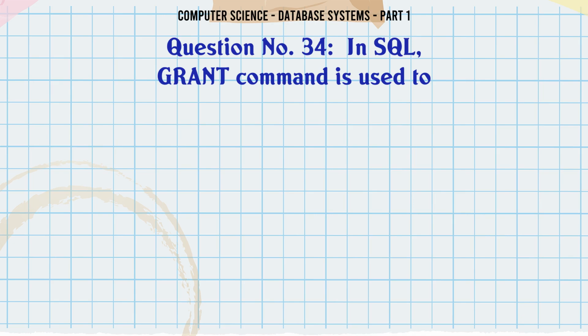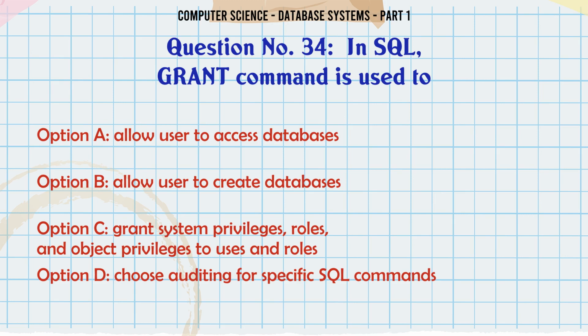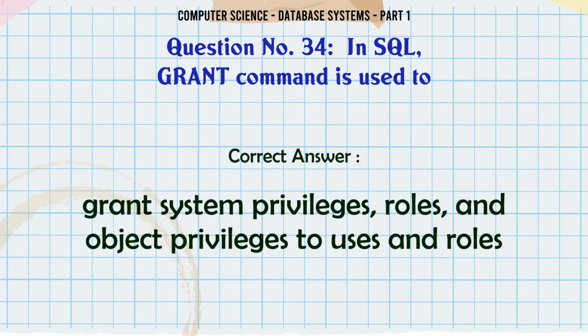In SQL, the grant command is used to A, allow user to access databases. B, allow user to create databases. C, grant system privileges, roles and object privileges to users and roles. D, choose auditing for specific SQL commands. The correct answer is grant system privileges, roles and object privileges to users and roles.